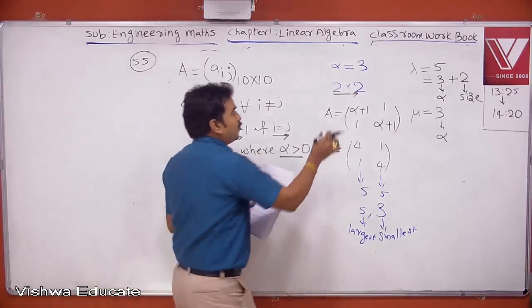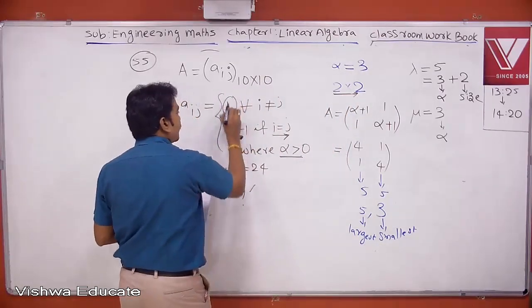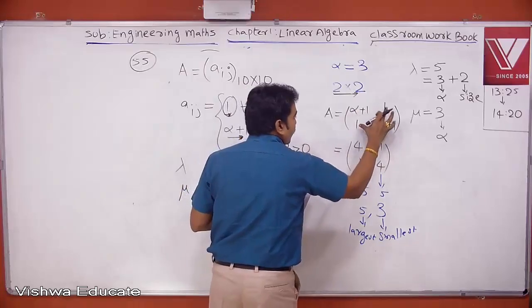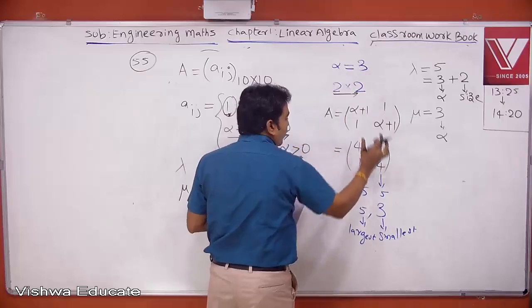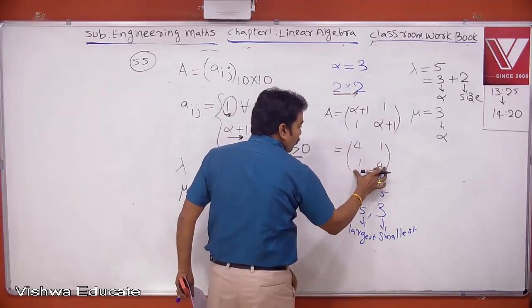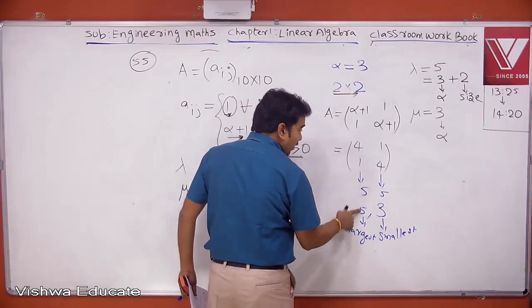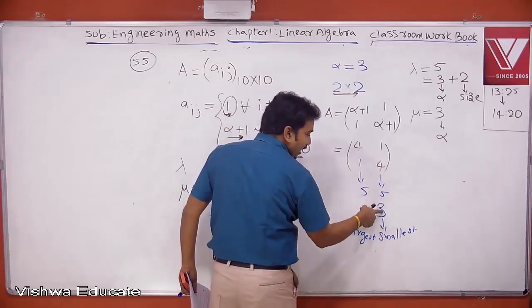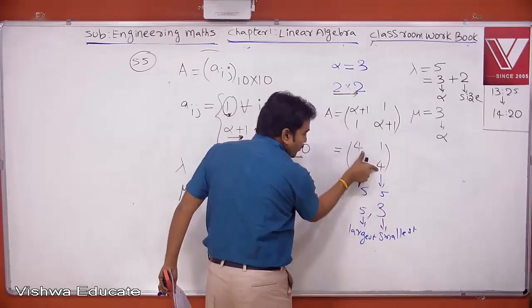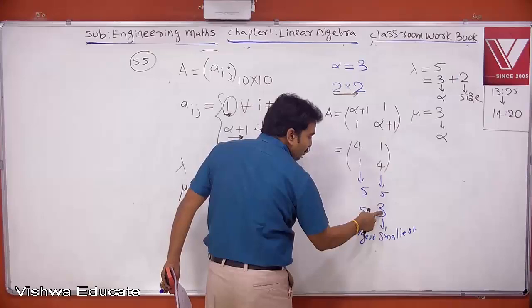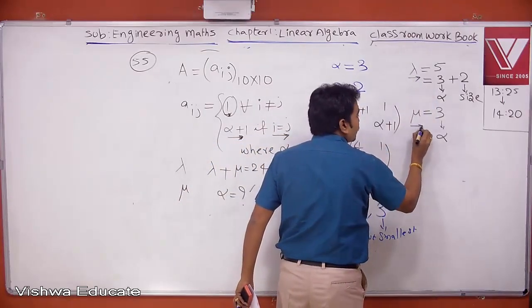So here I started with a 2 by 2 matrix. My diagonal elements are alpha plus 1, and the non-diagonal elements are 1. Start with 2 by 2, and say alpha is 3, for example. Then my matrix is reduced to 4, 1, 1, 4. The column sum is 5, so 5 is one eigenvalue. The trace is 8, so the second eigenvalue is 3, because the sum of eigenvalues must be the trace. 5 plus 3 equals 4 plus 4. This is the largest eigenvalue, this is the smallest. In this context, lambda is the largest and mu is the smallest.